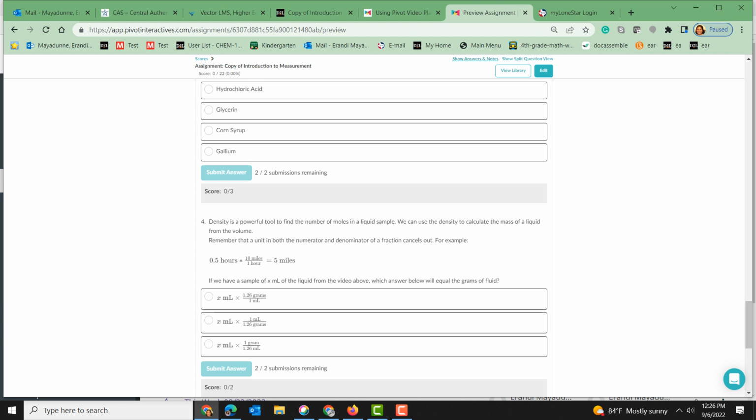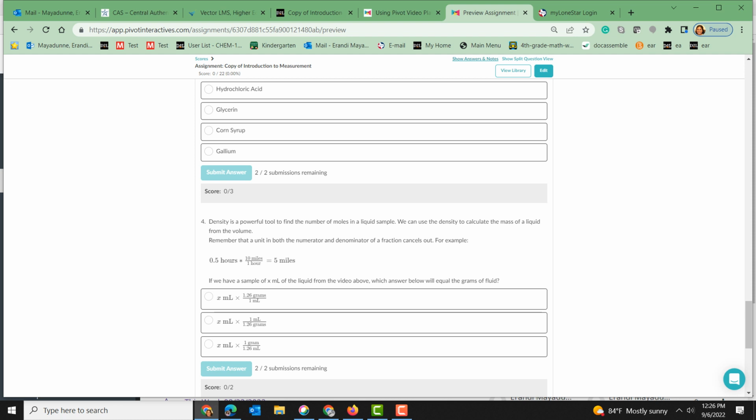Density is a powerful tool to find the number of moles in a liquid sample. We can use the density to calculate the mass of a liquid from the volume. Remember that a unit appearing in both numerator and denominator cancels out. So you always need to use this principle to get an answer in the desired unit from the given unit. I think I did it in your notes too.